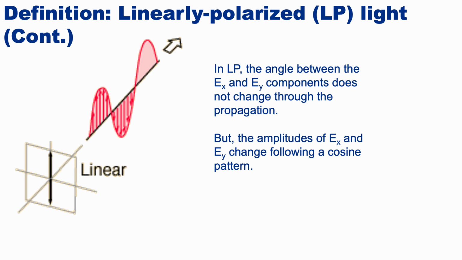So in general, I want you to think that when we are talking about linearly polarized light, we need to know that the angle between the x and y components does not change, that it's kept invariant through the propagation, but what changes is their amplitudes. That is something that is going to be changing through the propagation.